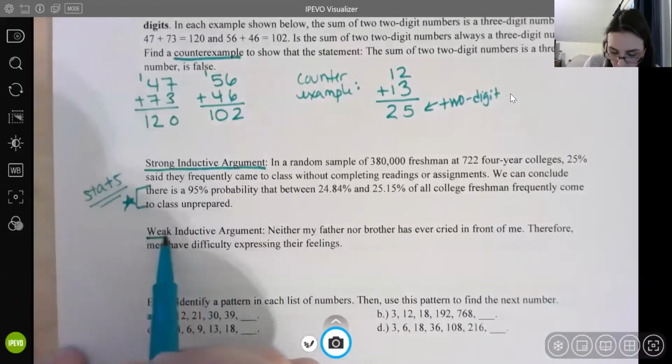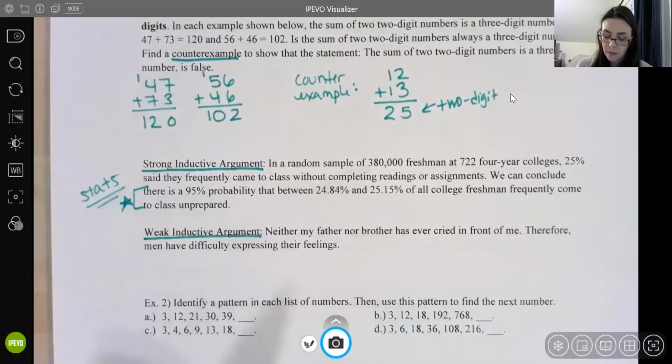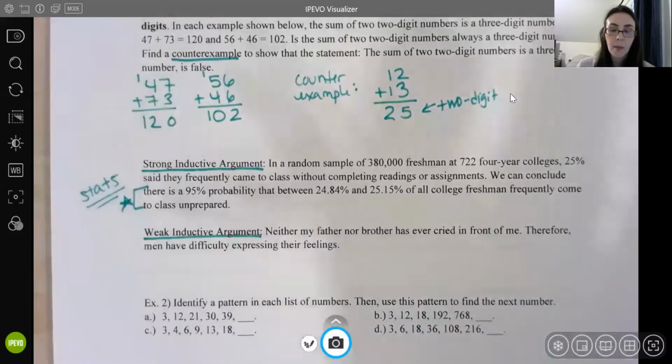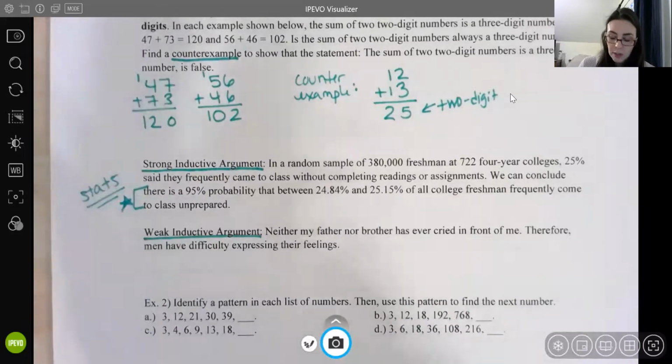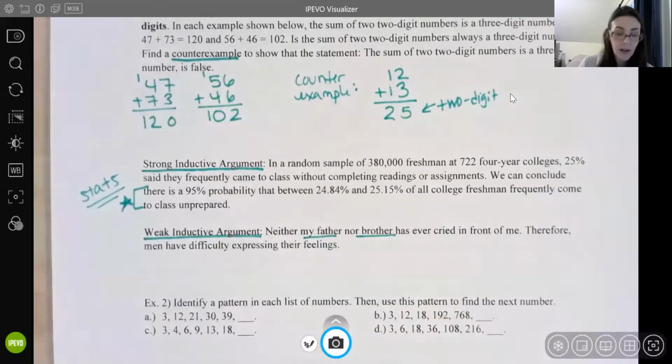Here's an example of a weak argument. Neither my father nor my brother has ever cried in front of me. Therefore, men have difficulty expressing their feelings. So let's talk about why this is a problem. First of all, I'm using only two people, right? My father and my brother as my example.